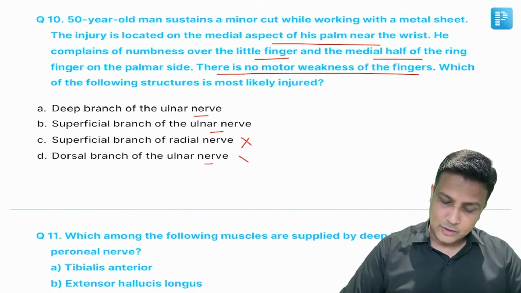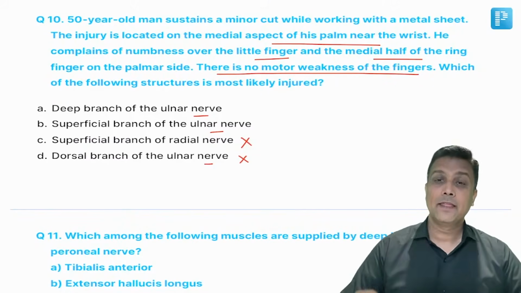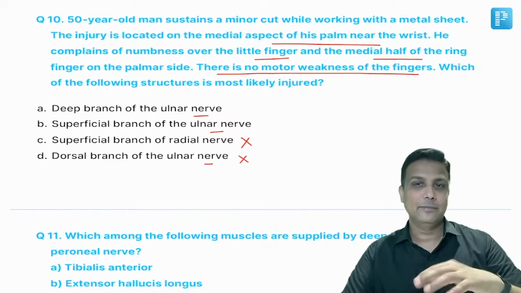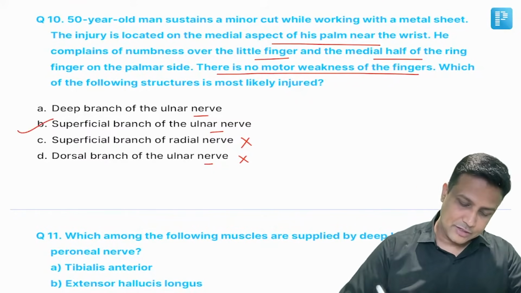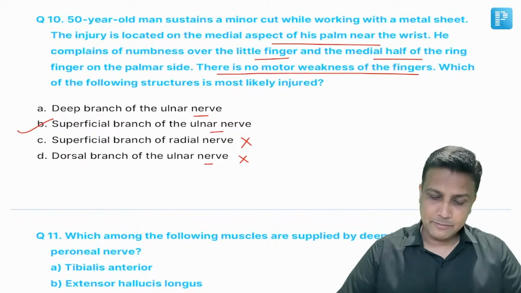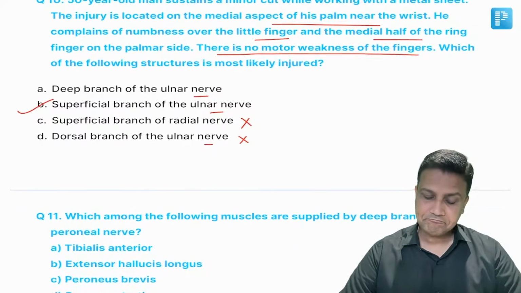Fine. First of all, you can rule out radial nerve. You can rule out the dorsal branch of ulnar nerve. Nothing like that. We have deep branch and superficial branch. Now the confusion here will be, is it superficial or deep? Of course, the skin will be supplied by the superficial branch. So this is the one which is actually injured when there is a minor cut with the metal sheet near the medial aspect of the wrist.